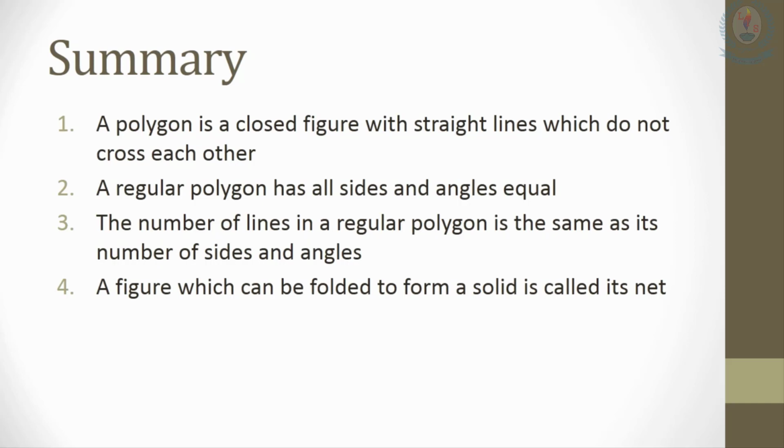A figure which we can fold to form a solid is called the net of the solid. You have learned new words also: polygon, regular polygon, irregular polygon, quadrilateral, heptagon, octagon, net. I think these words are also clear with their definitions. Now it's clear what a polygon is. How do we categorize polygons as regular or irregular, according to the number of lines of symmetry in a regular polygon. And how to make a solid using a net, and how to identify the parts of a net according to the faces of the solids.